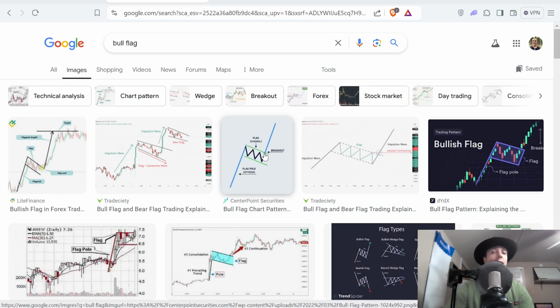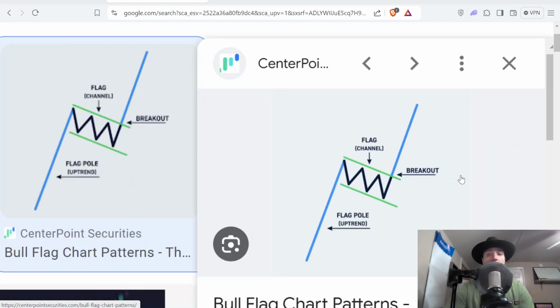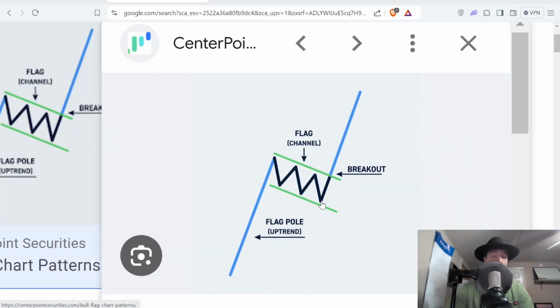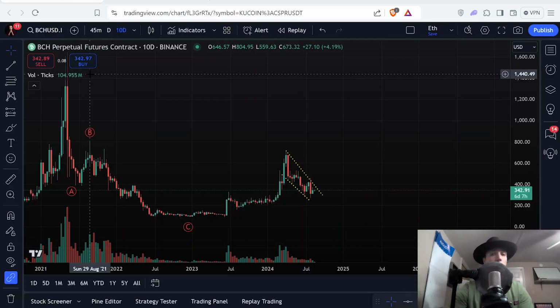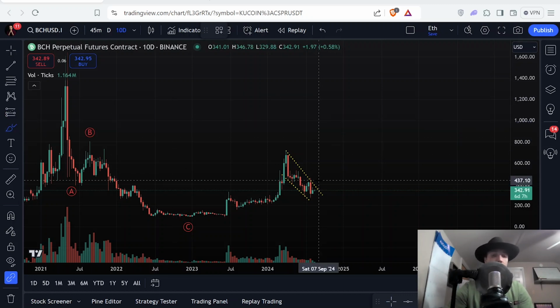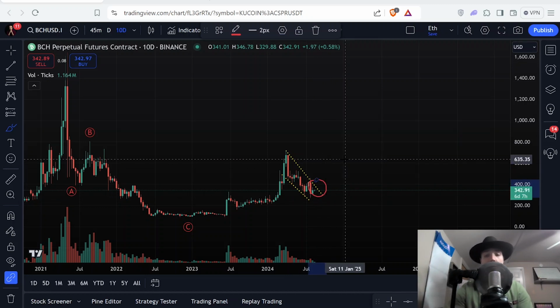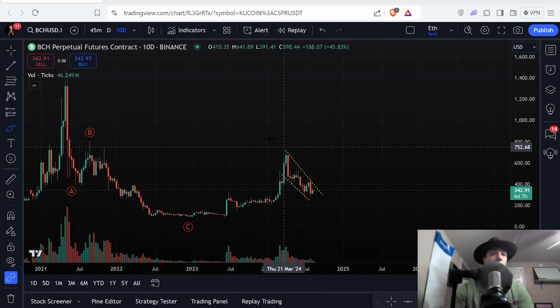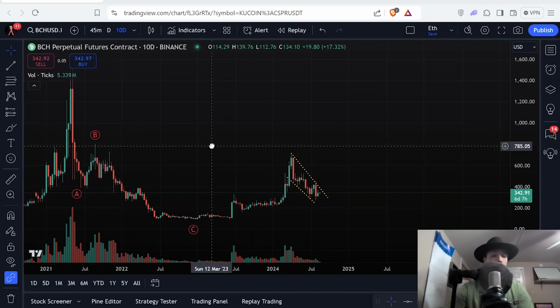If you can buy either the breakout of this flag or even a good entry near the bottom of the flag channel, you can make a lot of money trading this pattern. So we do see a perfect bull flag on Bitcoin Cash. I do expect us to break bullish out of this flag, so watch the resistance level of the downward trending channel. So that's what we're watching here on the 10-day candlesticks with Bitcoin Cash.